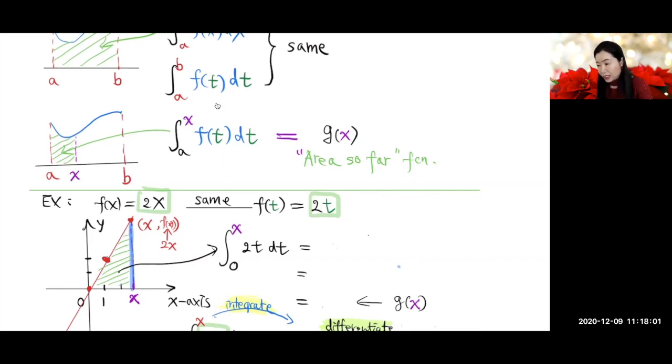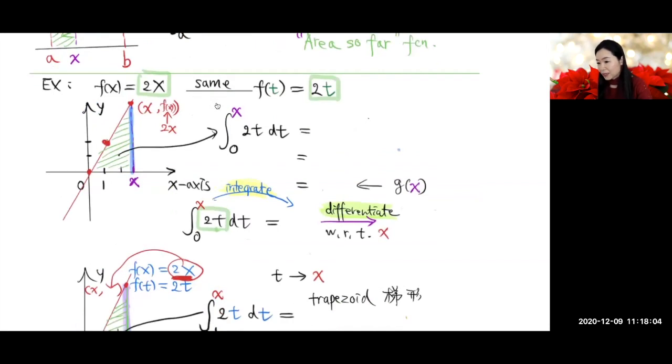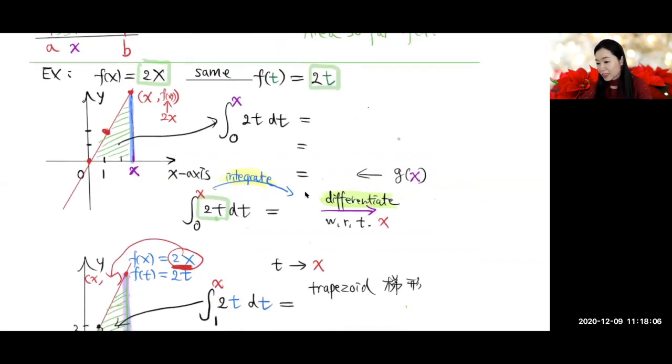Now let's use a simple example to help us understand this. We're going to discover this fundamental theorem of calculus, trying to get some observations on it. So I have a simple function, f of x equals x, which is the same as f of t equals t. So the graph of it is a straight line.